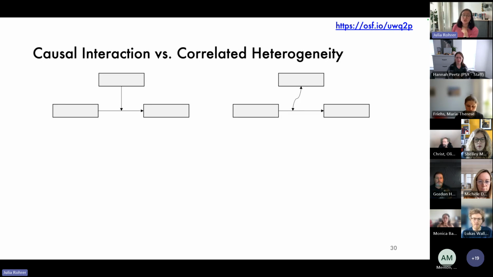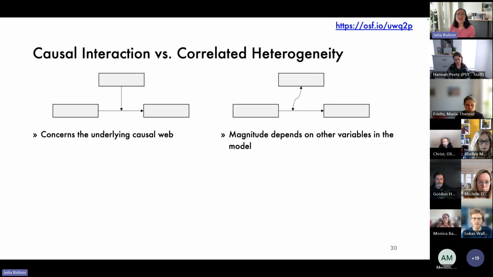So the question is, which of the two are you interested in? The causal interaction concerns the underlying causal web. And the correlated heterogeneity, well, it's a correlation. So it's not some underlying feature of the world, but rather something that comes out of your analysis. For example, the magnitude of that correlated heterogeneity will depend on the other variables in the model.